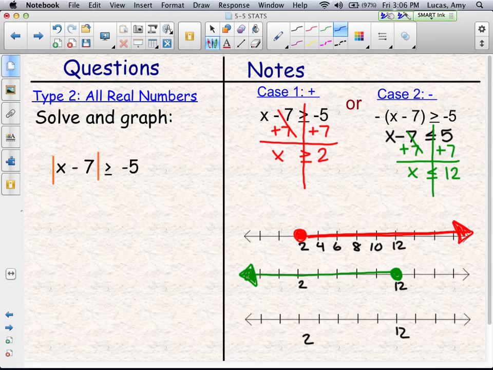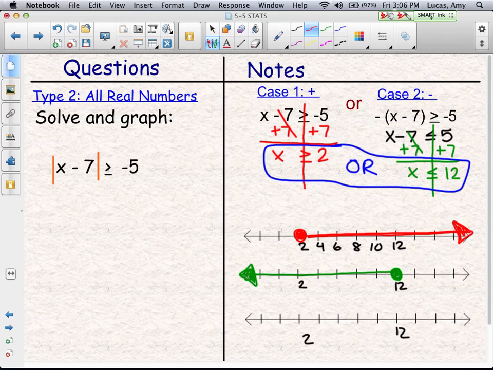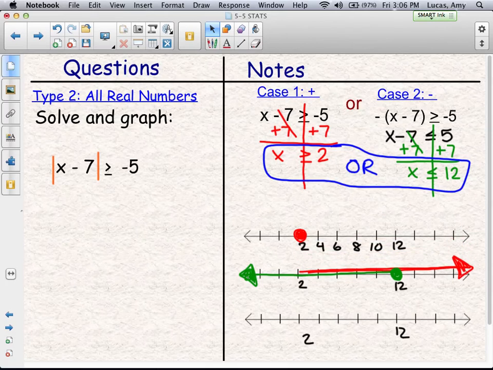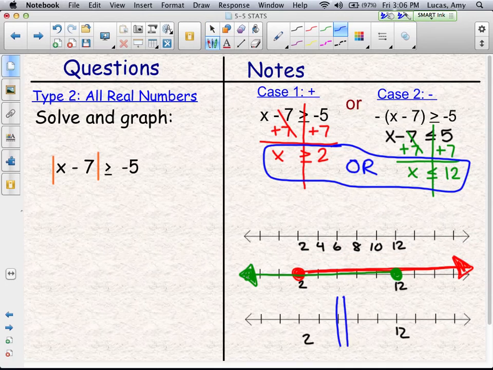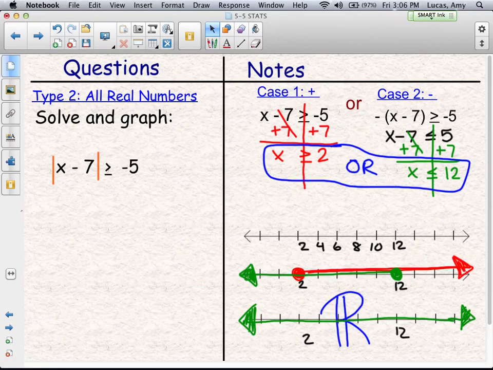So, with my connecting word or, if I unite together these two graphs, what you should see is that it covers the entire number line. Every single number is included, so our solution is all real numbers. If you wanted to graph that on your number line, you could graph the entire thing in both directions like this. So that's the second type for absolute value inequalities with greater than or equal to symbol.